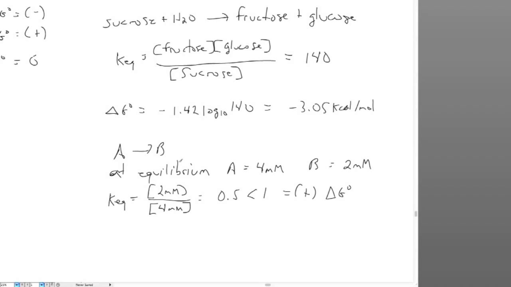Okay, so I hope this makes sense to you about delta G's, KEQs, and the relationship between the two, and what delta G's are really saying to us about a reaction.